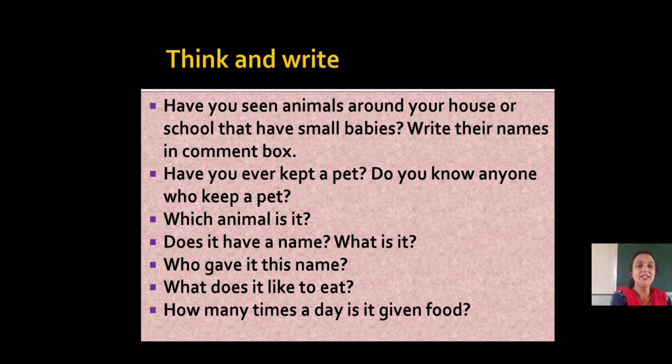Okay. What does it like to eat? Write its favorite food in the comment box. How many times a day is it given food? Okay. How many times a day you give food to the pet? Write your answer in the comment box. The same questions are there in the test book. So we will discuss these answers here in the comment box and then you can complete your exercise.